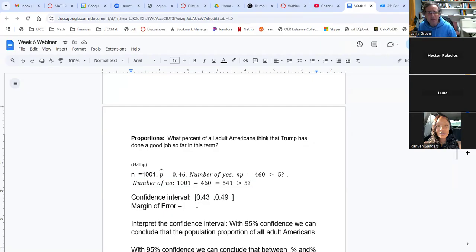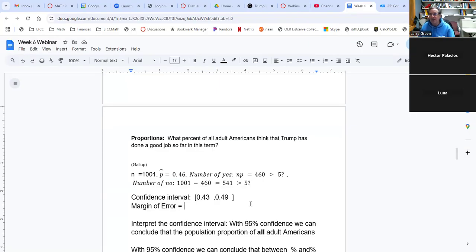Margin of error, by the way, just a note, is the distance between your p hat and either bound, lower or upper, because remember there's symmetry. So either way you go, you'll work. You could also take the distance between the upper minus the lower and divide by 2. Those are choices that you can do, and those will work. Any questions on that idea?